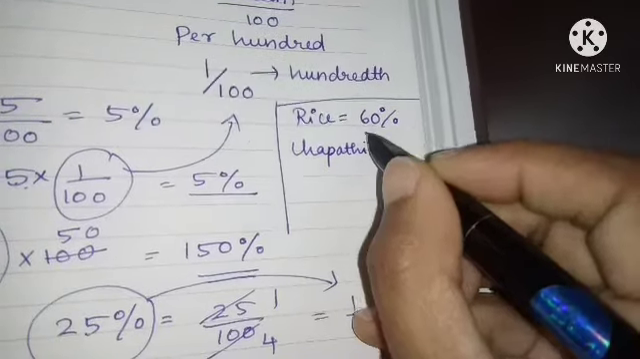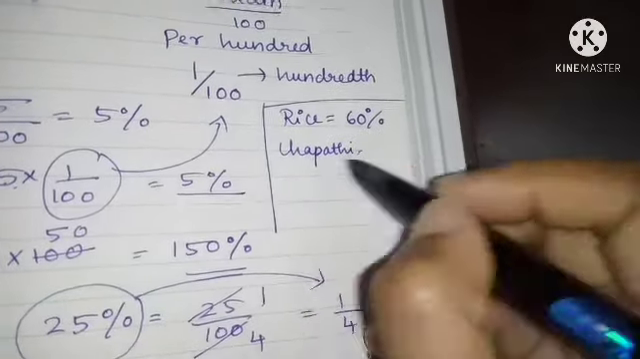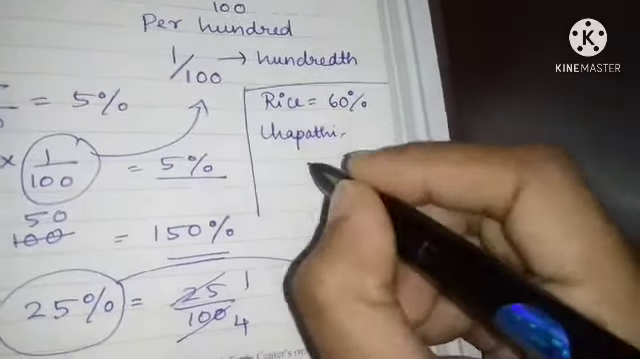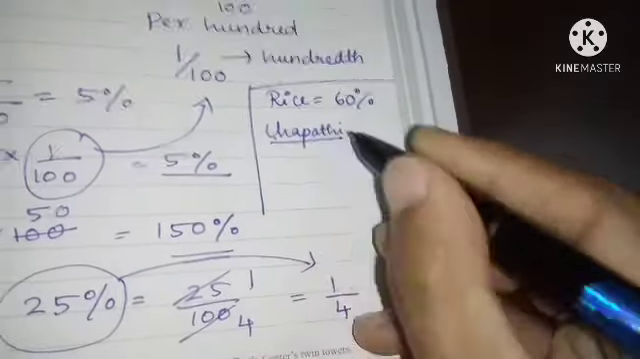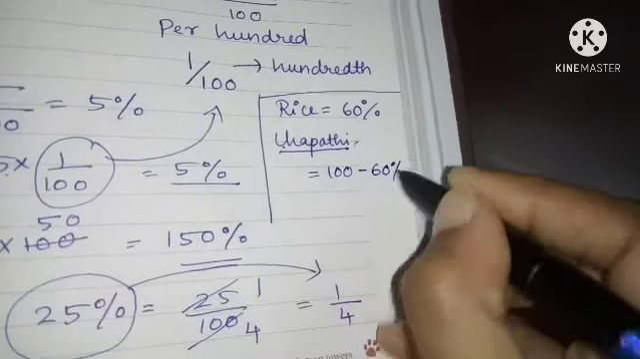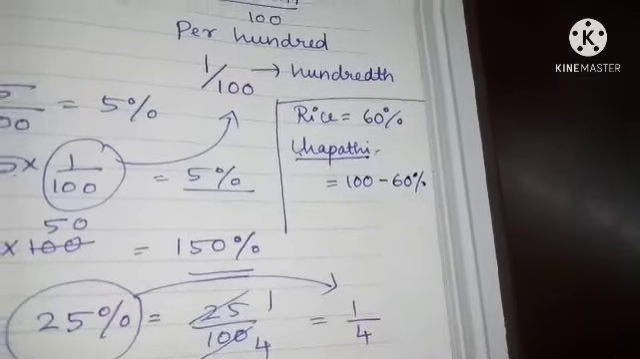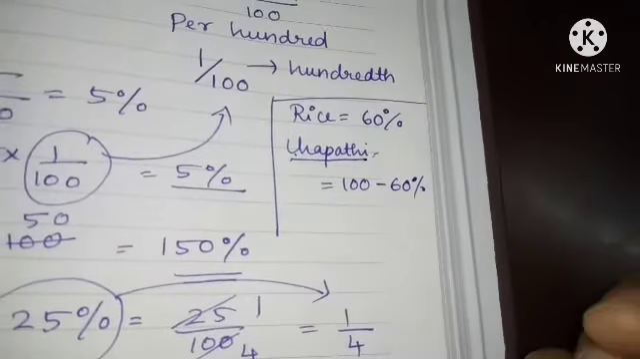So what percentage of people like rice? 60%. How many people like chapati? If you want to find the percentage of people liking chapati, you do 100 minus 60, because the whole percentage is nothing but 100. In fractions you will subtract it from 1, right? 1 is the whole part.